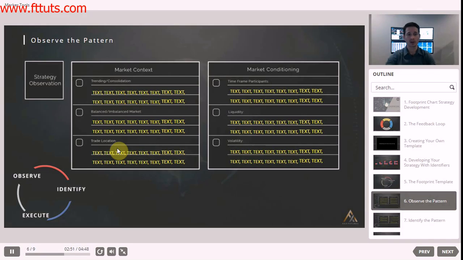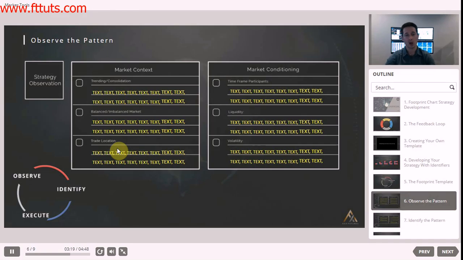Now, the first thing you're going to do is, let's say you've observed strategy number 6, absorption and auctioning. The first thing you're going to do now is complete the questions. So the first thing is: is the market trending or is it consolidating? And you'll simply circle it. Then, is the market balanced or imbalanced? And you'll circle it. Then the trade location. Where are we trading? We're trading in the previous day's value area, we're trading at the extremes, or we're trading outside of the range. Where are we trading in terms of price? So that'll give us a little bit of understanding about the market context.